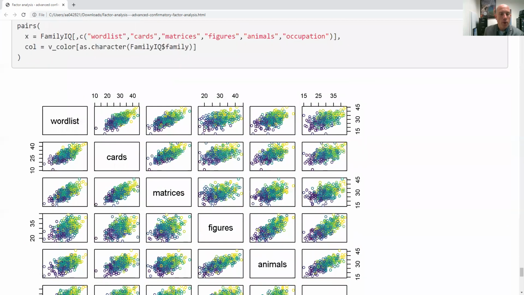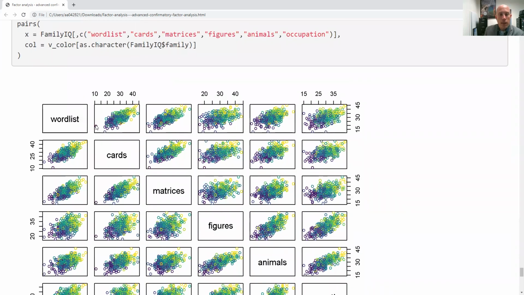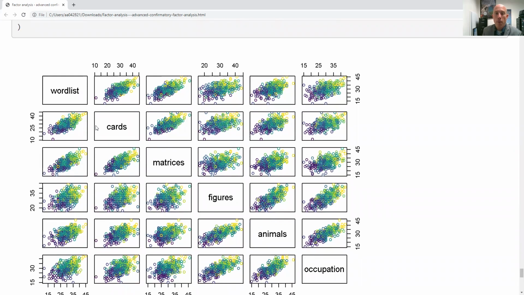Let's take a look at the output. Each member of a family has the same color circle dot in the pairs plot. So when I look at the darkest values, I know these all correspond to the same family. When I look at the lightest values, these all correspond to the same family. And you can definitely see that the colors overall, as a trend, increase as they go from dark to light, from left to right.